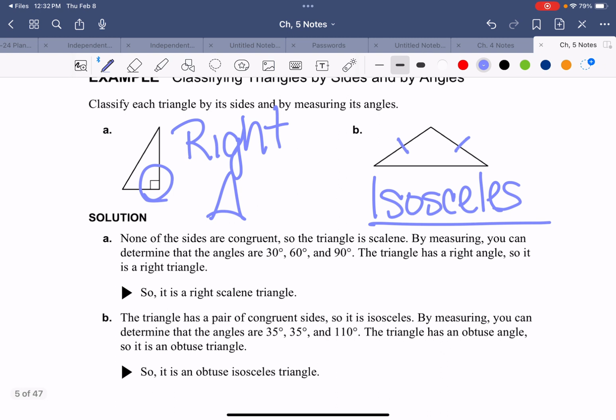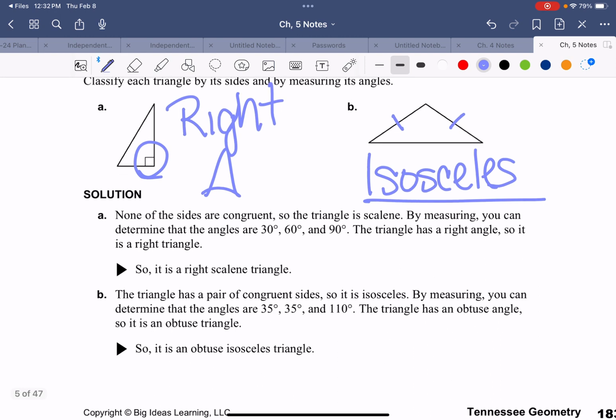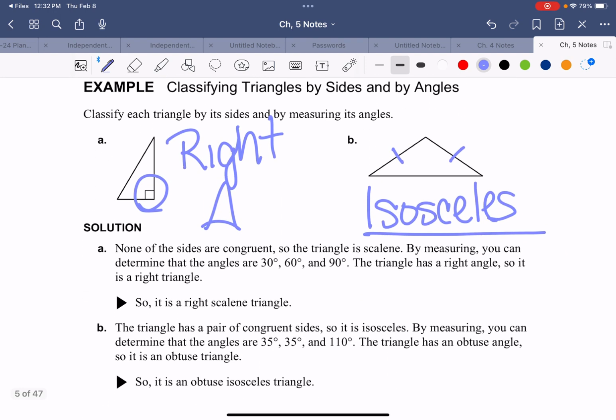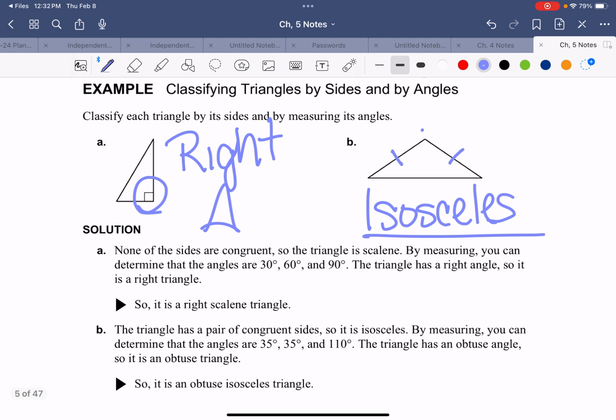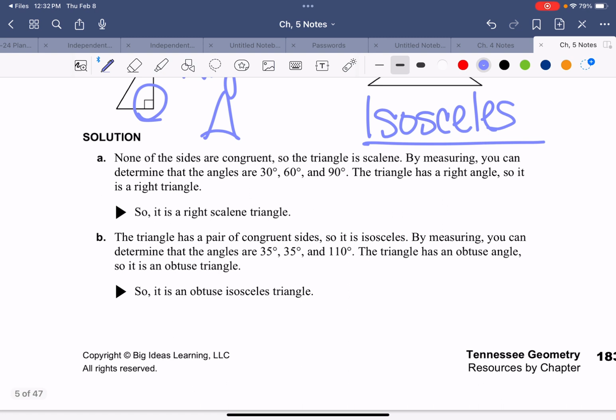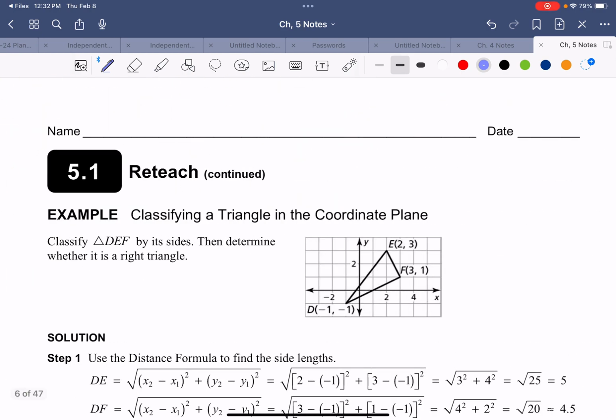If we look at the solution, they say A is technically a scalene triangle, but since we have a 90-degree angle, we would call that a right triangle. Now, B, we would say technically it's an isosceles, and since this measurement here is greater than 90, we would say it's an obtuse isosceles triangle. So they're wanting us to pick one from the top and one from the bottom.